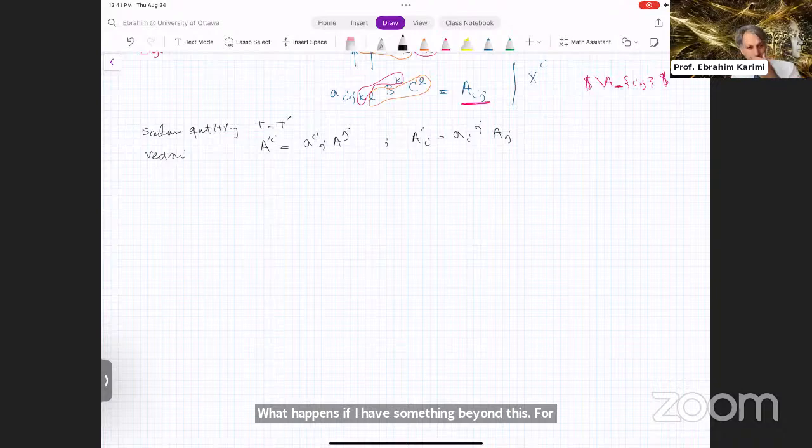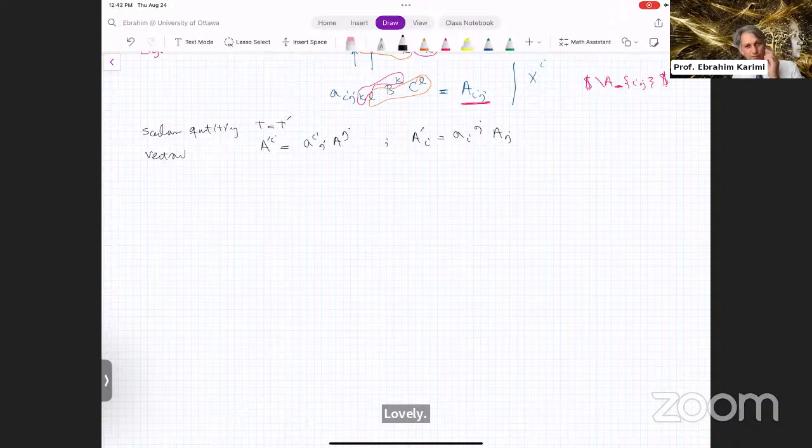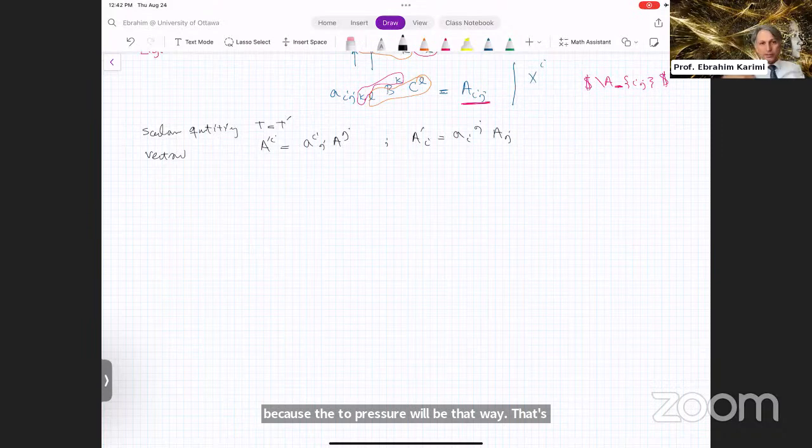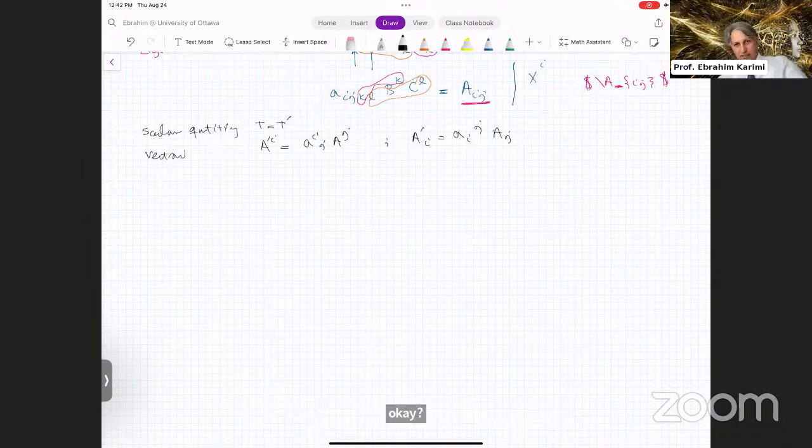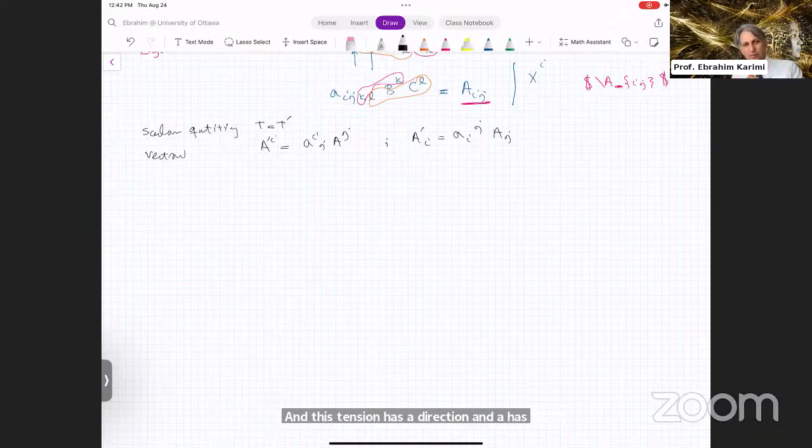For example, if we look at the pressure, do you believe that the fluid pressure, for example, you have a swimming pool and you add water to it, and then you will see different pressures on different walls, or the bottom of the swimming pool. Do you believe that this pressure has a magnitude and has a direction? You can write it in the Q&A. Do you agree that it has a magnitude and direction? Lovely. Does it have only magnitude? No, it has direction, because the pressure will be that way, that way, that way. And like the stress, I can take this notebook that I have here and twist it, and you will see different tensions there. And this tension has a direction and also has a magnitude. Are they vectors?